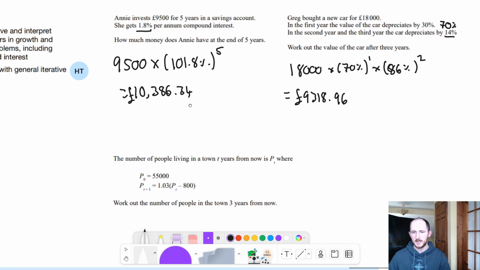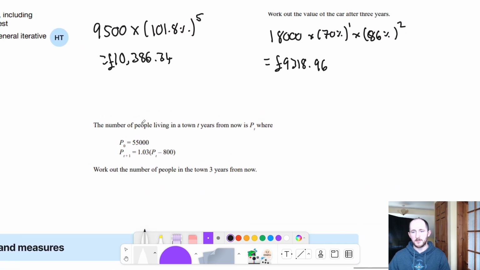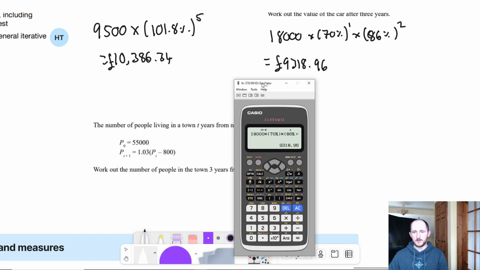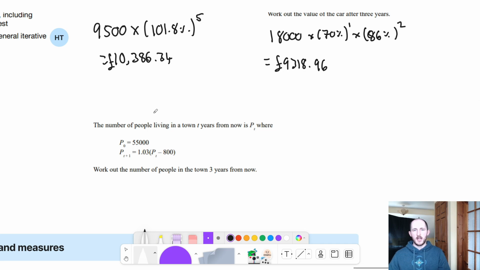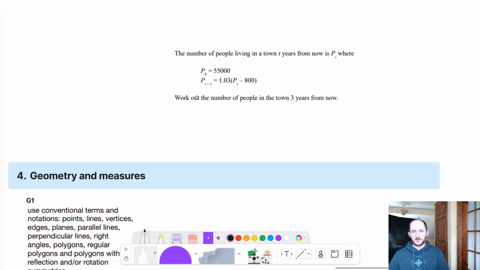Cool. And with iteration, we've done this before. Again, all you're going to do is take the original number, press equals, then sub it into your formula. And in this case, I'm clicking it 3 times. So 1 year, 2 year, 3 year. Round to the nearest whole number, 57,553. Nice and easy. I think we just kind of speed ran all of ratios, which is quite nice.